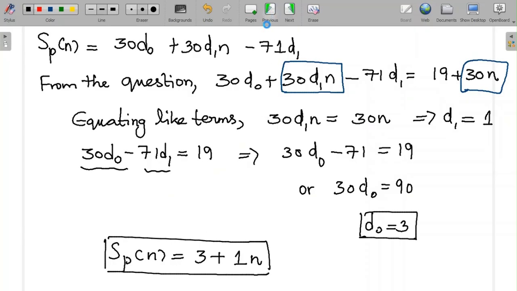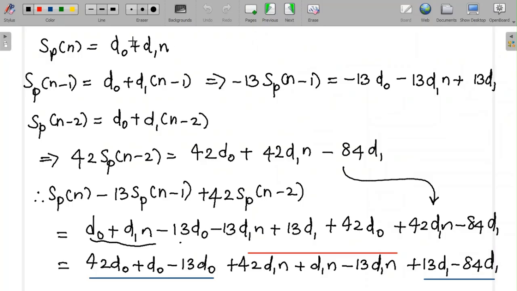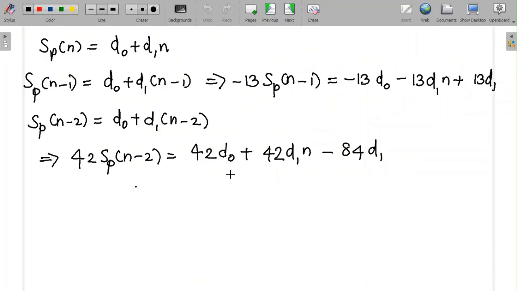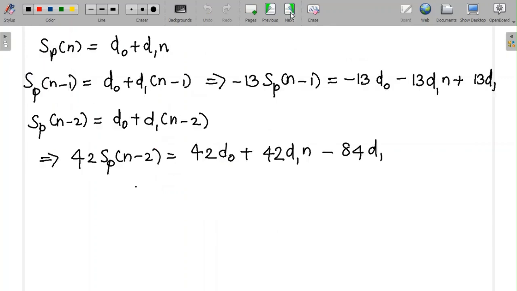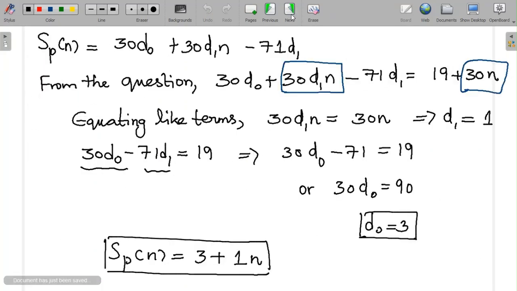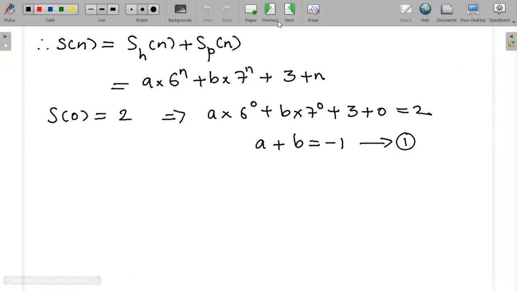So the constants that we set out to find in the previous screen have been found. D naught is 3, d1 is 1. So this means we have the complete solution ready except for the constants A and B, and we'll find them here. So we have the solution as A times 6 power n plus B times 7 power n plus 3 plus n. And with this, we'll use the information that S of 0 is equal to 2.